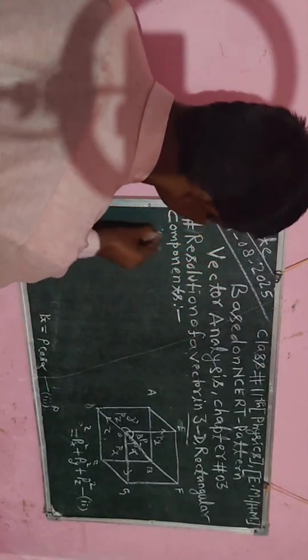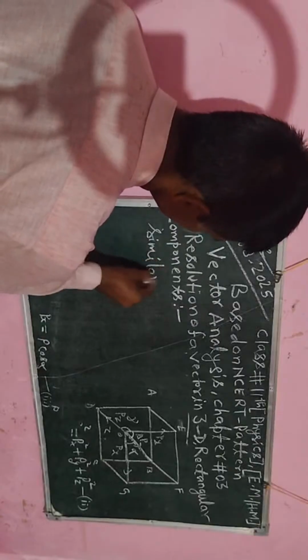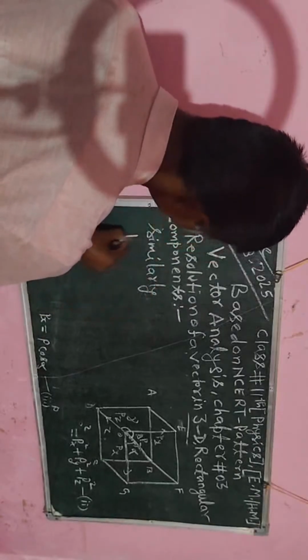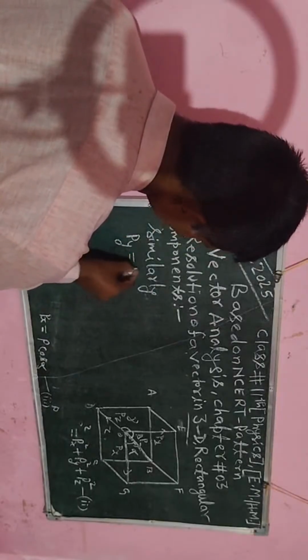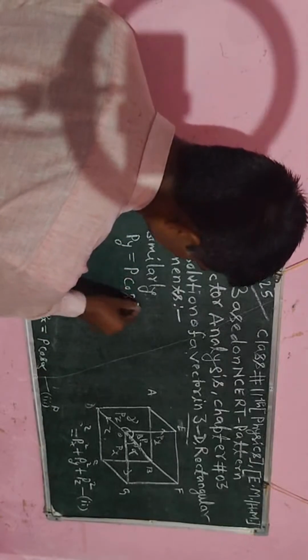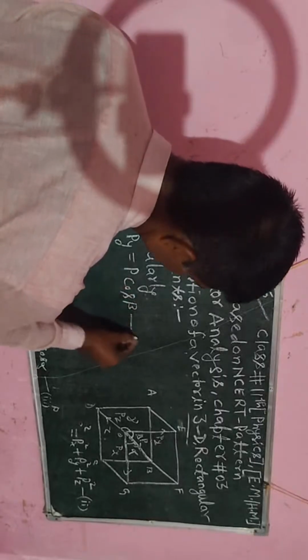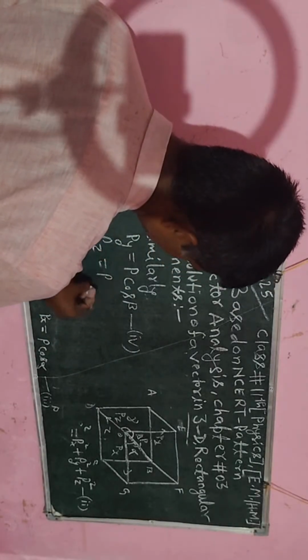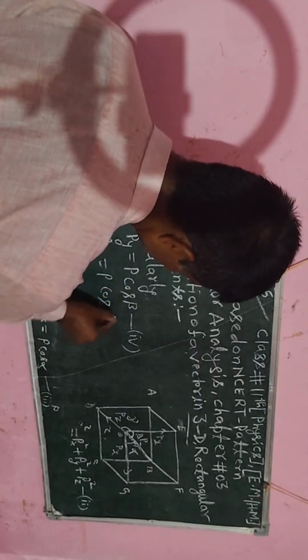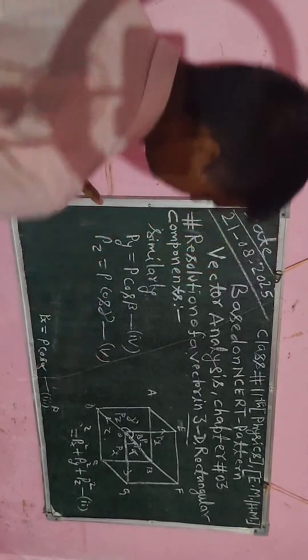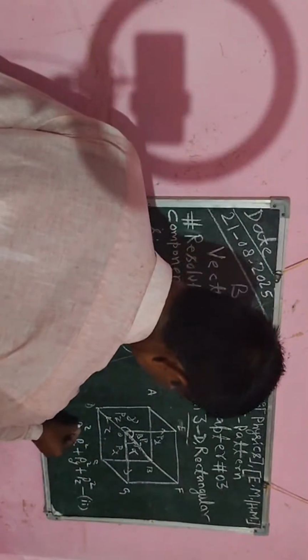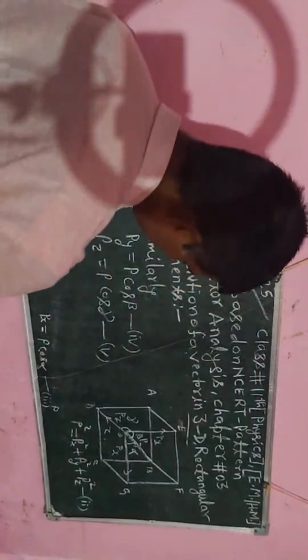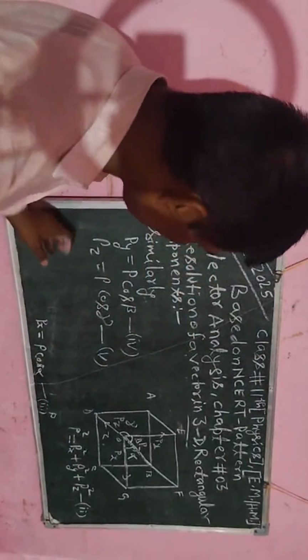Similarly I can write here p suffix y, which is equal to p cos beta. This will be equation number 4, and pz, which is equal to p cos gamma, and this will be equation number 5. Okay, now the value information I have also written.